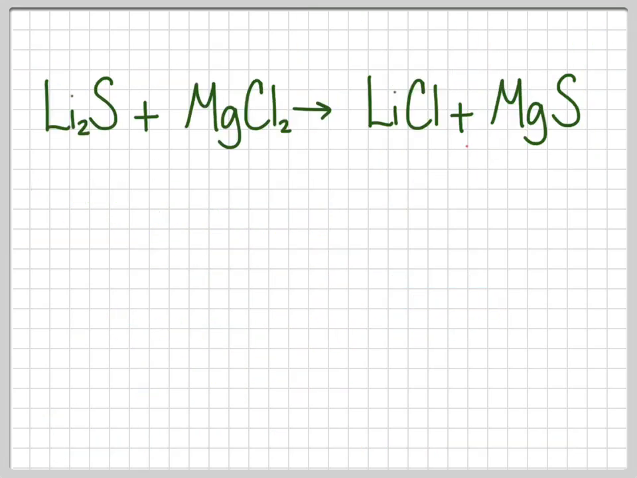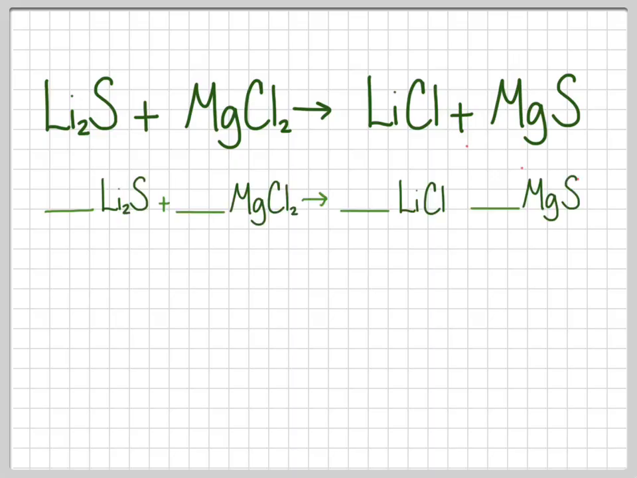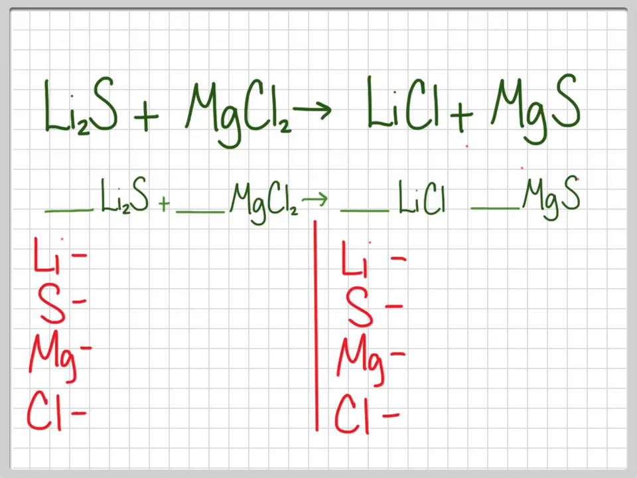All right, I've got the reaction of lithium sulfide plus magnesium chloride, which yields lithium chloride and magnesium sulfide. Well, fantastic. But right off, I can see that I have different numbers of lithium and chloride ions on the reactant and product side of the equation. So to fix that, I'm going to do a couple of things. First, I'm going to start by recopying the equation with a little space in front of each reactant and each product.